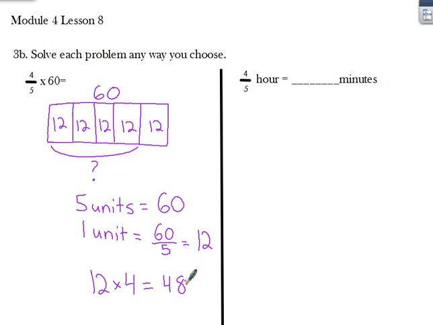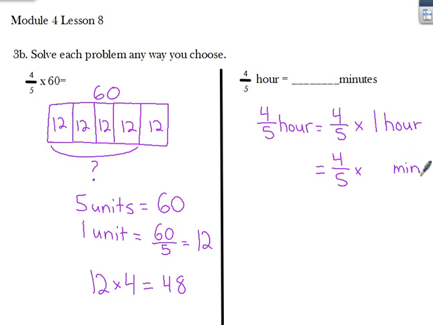4/5 of an hour. 4/5 hour is the same thing as saying, what is 4/5 of 1 hour? Now it might seem silly to write that again, but it will help us when we're converting in the next step. We need to convert this hour into minutes because they're wanting our answer in minutes. So 4/5 of an hour is equal to 4/5 times, now this is where we convert that 1 hour into minutes. And I think to myself, how many minutes are in 1 hour?